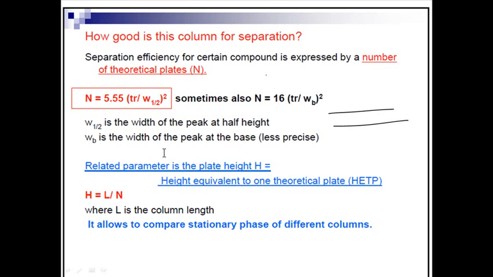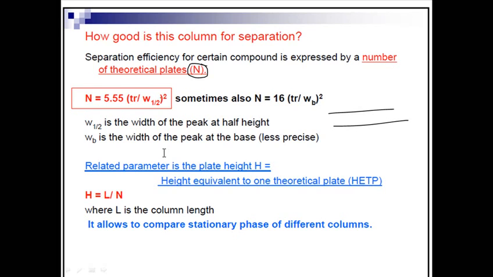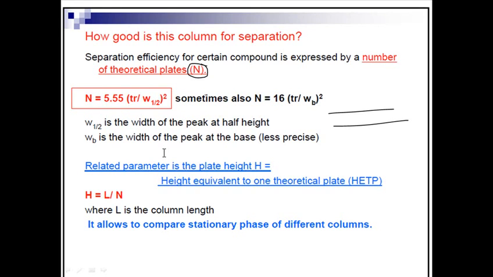Okay, so how good a column is, we can measure that using another formula. In this case, this is called the number of theoretical plates, or capital N. So the number of theoretical plates, capital N, equals 5.55 times (TR divided by W half) whole squared. So this is a big formula. I don't want you to memorize it, but what is the basic concept behind it?